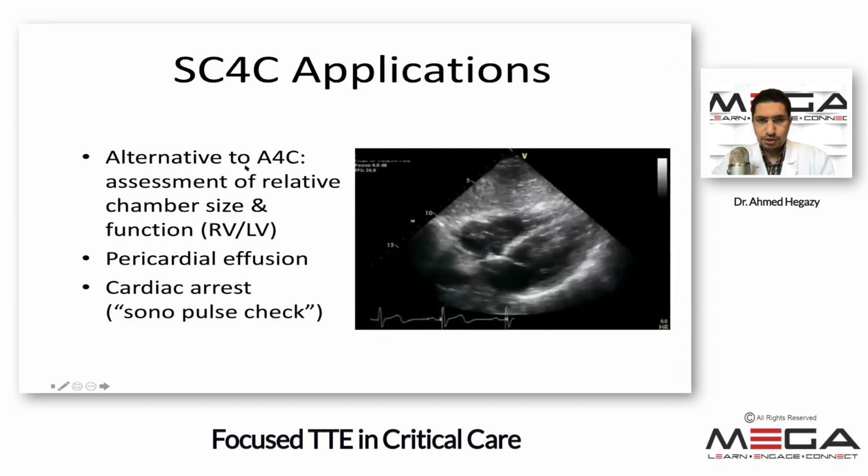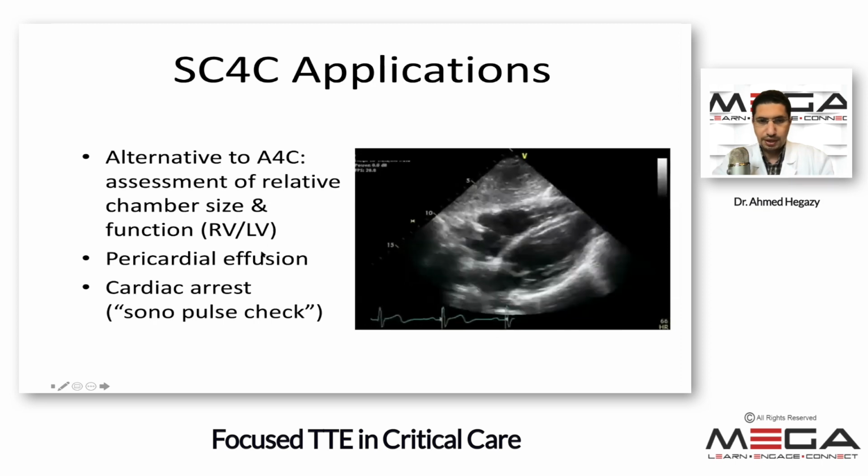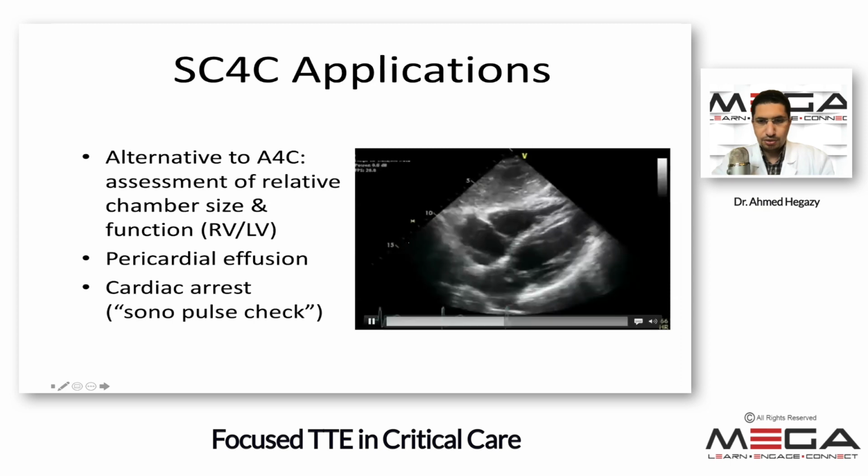We use this view as an alternative to the apical 4-chamber view, and we can assess with it relative chamber size and function. Say you're not able to get an apical 4-chamber, then you can go to the subcostal 4-chamber to assess how big the RV looks and compare RV and LV size and function. And you can also use this view to assess for pericardial effusion.